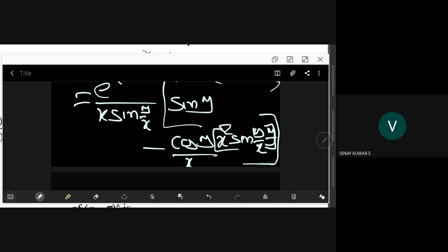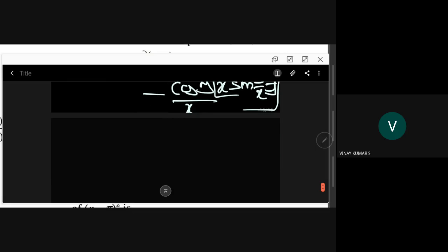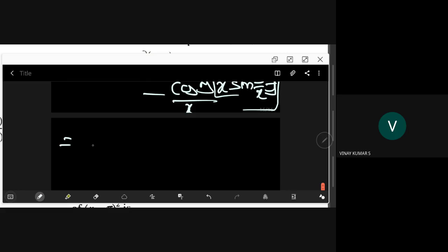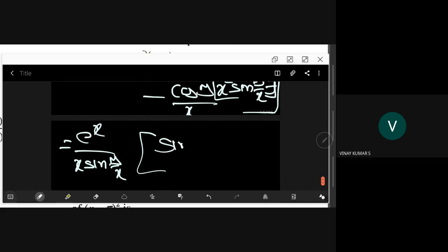Can this be further simplified? So minus, what is that? y by x, y by x cos y is there. No, I am not able to get a simplified thing here. So upon simplification, what we can get, e power x by x sine y by x, e power x by x sine y by x, y by x, and sine y.